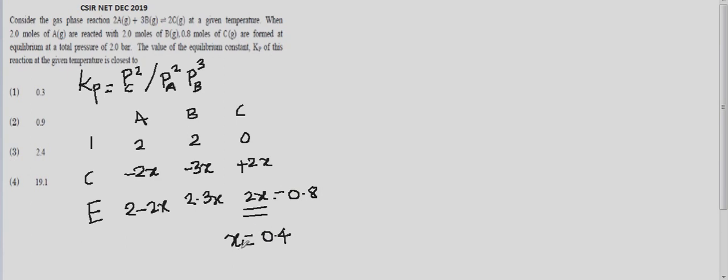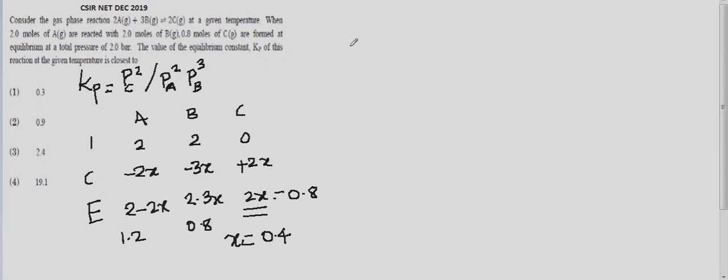So once you know what is x, you can calculate the number of moles of A and B at equilibrium. If you calculate it, it should be 2 minus 0.8, it is 1.2, this should be 0.8. So now we have calculated the number of moles of each of the reactant and the product at equilibrium. So now you have to convert these moles into the partial pressure.